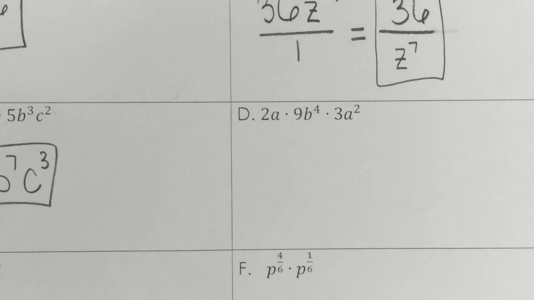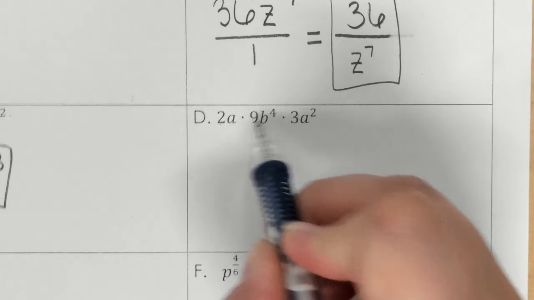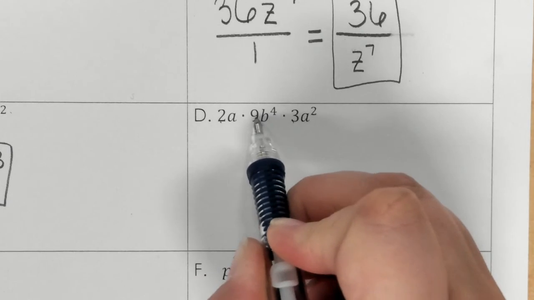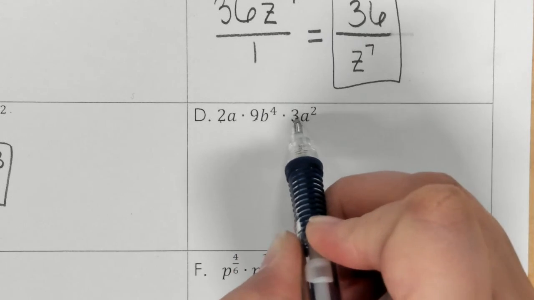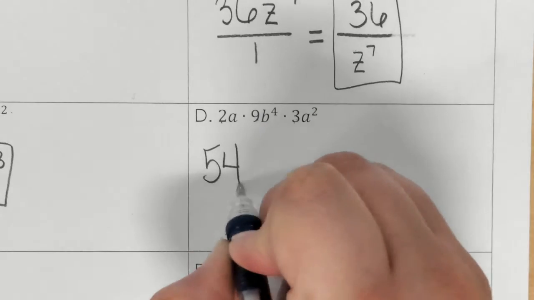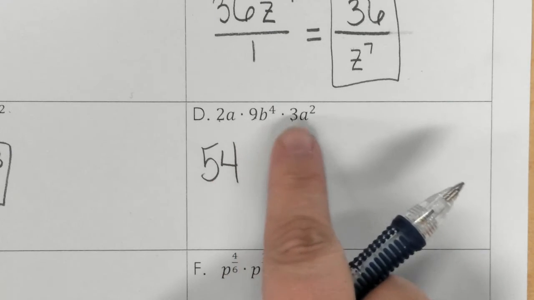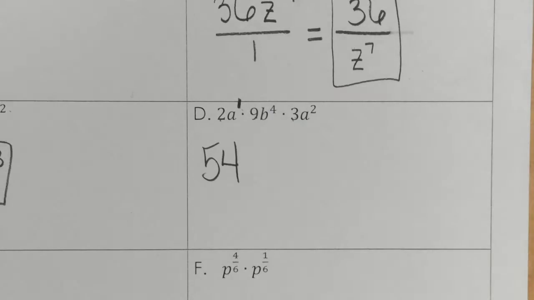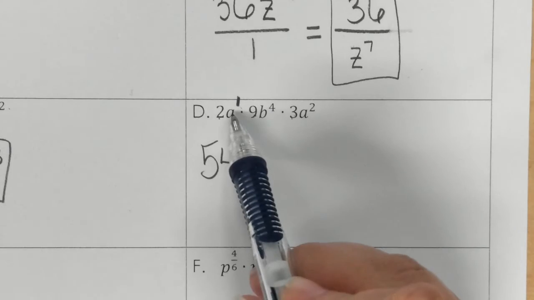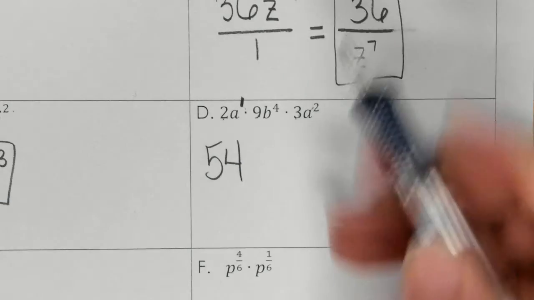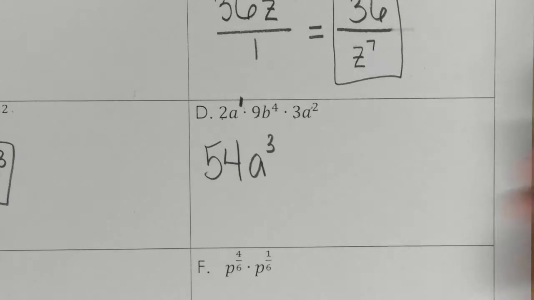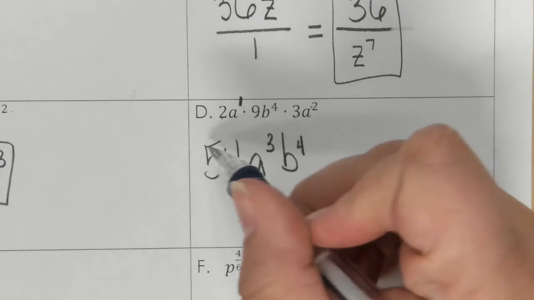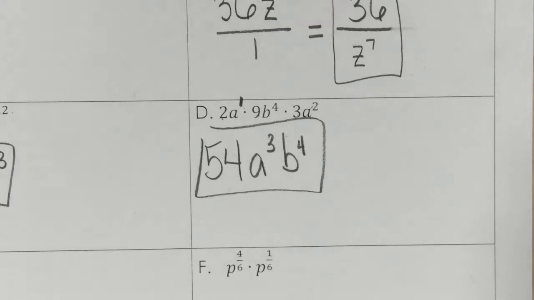Okay, in letter D, we need to multiply the big numbers. So 2, 9, and 3. So 2 times 9 is 18. And 18 times 3 gives me 54. Now, I see that I have different variables here. So I've got two a's and a b. Remember, I can only add exponents if I have the same base. So for a, I would do 1 plus 2 and get a to the 3rd. For b, I would get b to the 4th. And no negative exponents, so I can say that's my final solution.